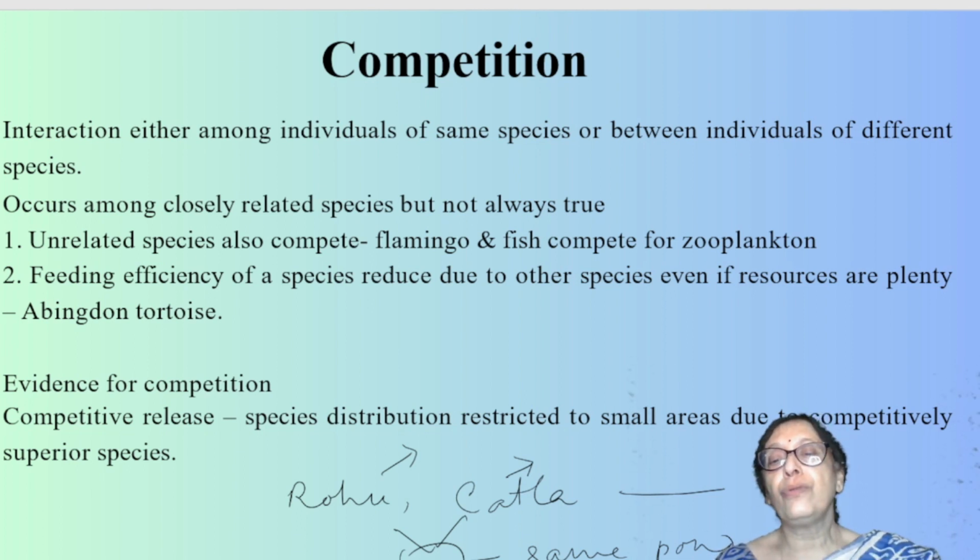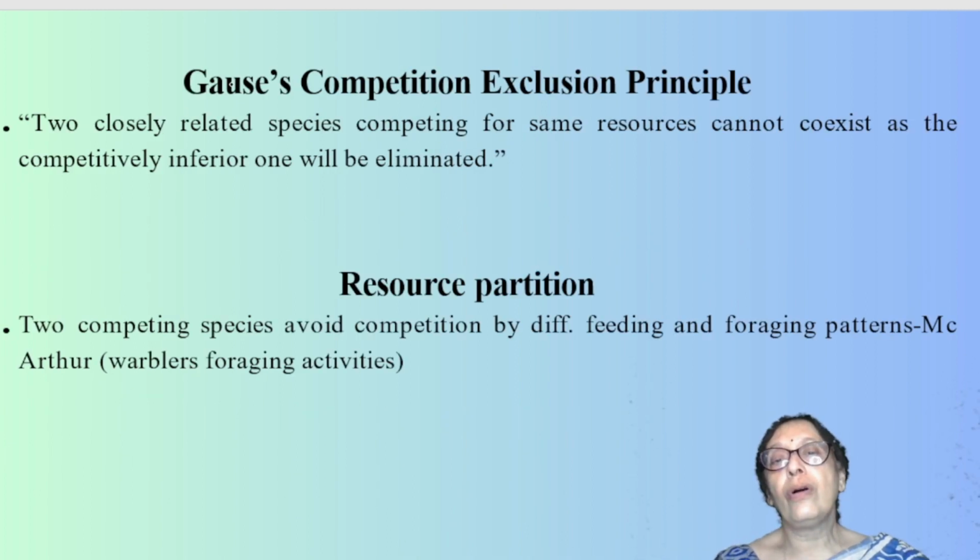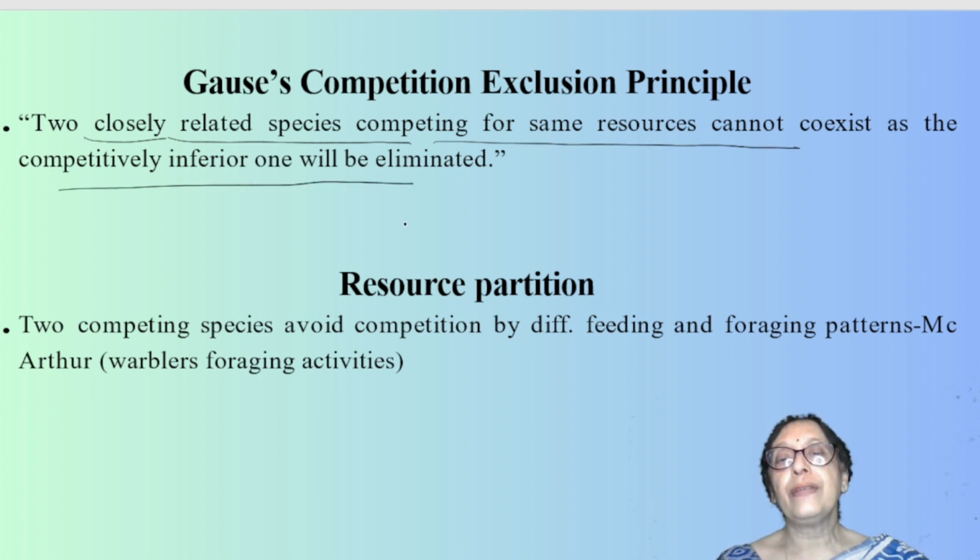Normally competition is won by the superior species. There is a rule, Gause's competitive exclusion principle, which we must learn by heart. Two closely related species competing for the same resources cannot coexist, as the competitively inferior one will be eliminated.